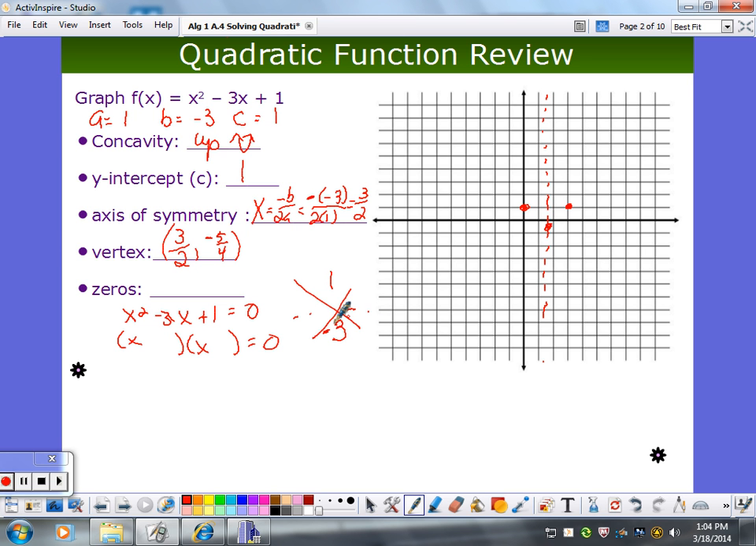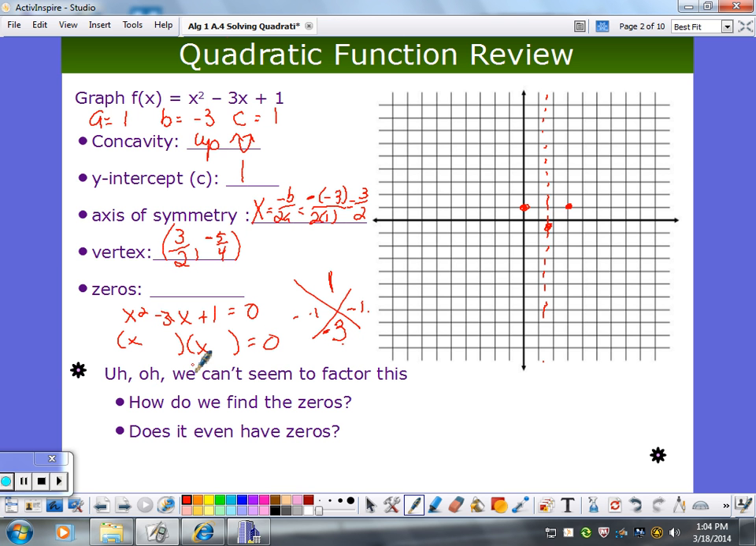That doesn't work. What are the factors of 1? The only way to get to 1 is 1 times 1. Does that add up to negative 3? No. Oh, we can't seem to factor this. But aren't there going to be 2 zeros? The issue we're having is they're not integer values, and how do we find them? So go to lunch and we will discuss.